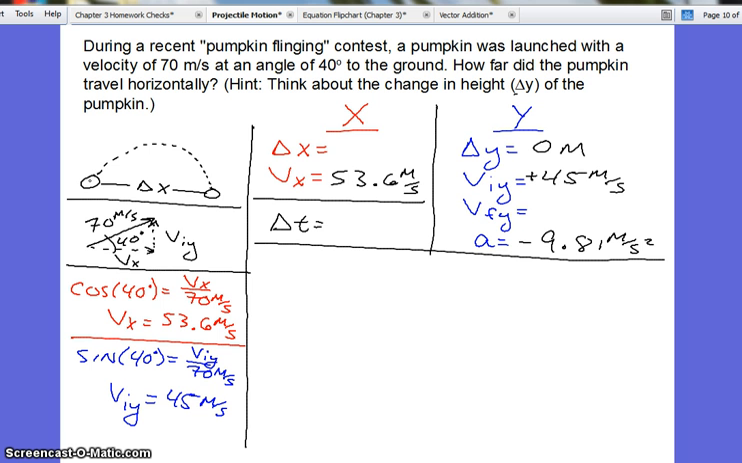Now, believe it or not, we know one other given, since it ends at the same elevation at which it started. Remember before with free fall, we said that the final vertical velocity is the same as the initial, only opposite. So we actually know the final y velocity in this case. It is negative 45 meters per second. Our main objective is to find out how far horizontally it traveled. We're solving for delta x.